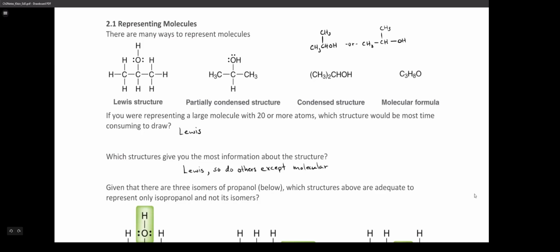Because all of the first 3 tell you what that the molecular formula does not tell you? Which atoms are bonded to which. It's telling you which atoms are connected to which, right? The Lewis structure makes it the most visual. But the partially condensed, you can still see that pretty well, can't you? In the partially condensed, it's still clear that these 3 hydrogens are bonded to that carbon. So given the choice, I would much prefer the partially condensed.